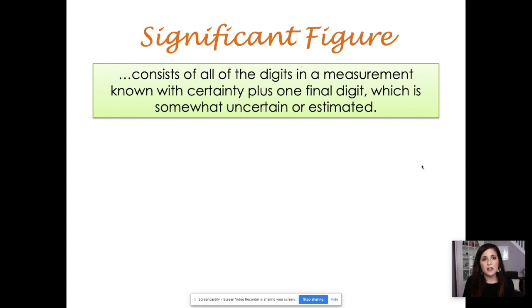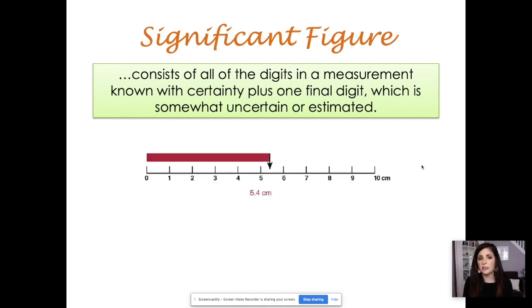A significant figure consists of all the digits in a measurement that are known with certainty plus one final digit, and that one final digit is somewhat uncertain or estimated. So if you're using a ruler, let's say, to find the length of a pencil, and there's not a pencil on this, but it's just a red line, you're trying to find the length of some item, and you have this particular ruler.